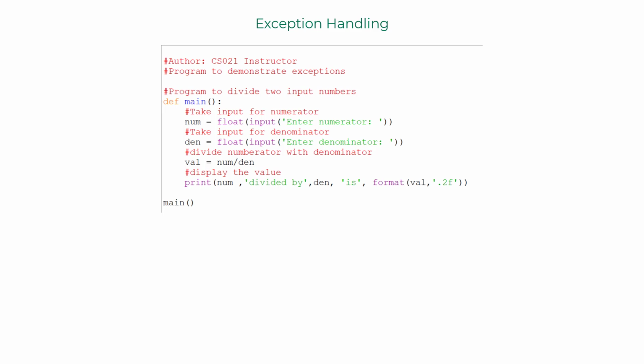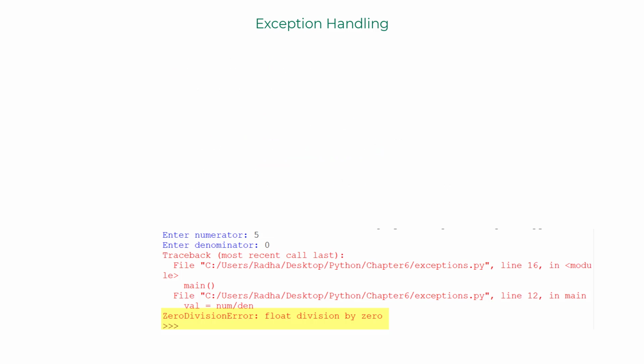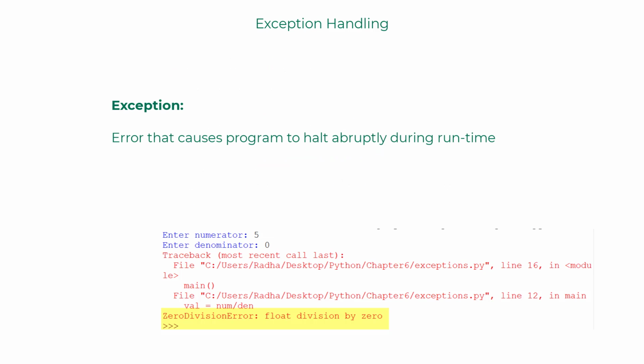Let us look at this program where you're expected to take the input for two numbers and display the result of dividing the first number with the second one. This seemingly unsuspecting code will crash during runtime when the second number entered is a 0. If you take a look at this lengthy traceback error message, you would see the specific exception that has occurred is a ZeroDivisionError. An exception is an error that occurs while a program is running, causing the program to abruptly halt.